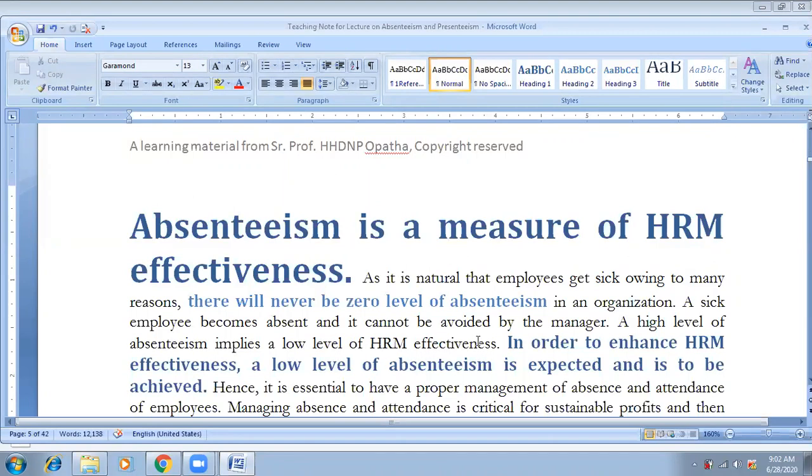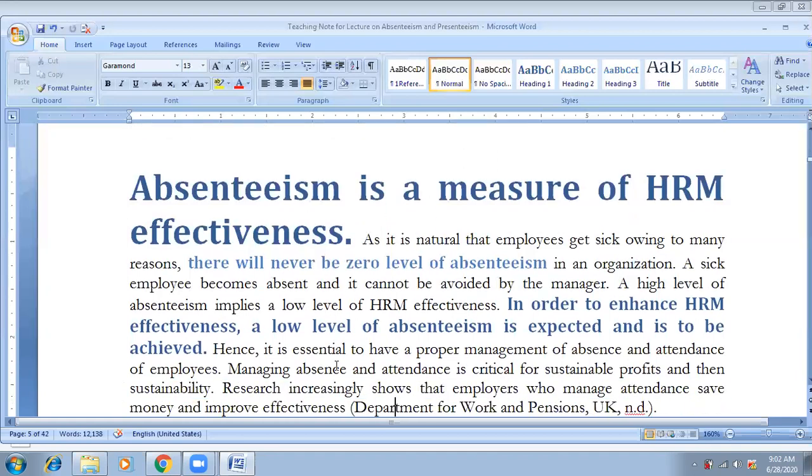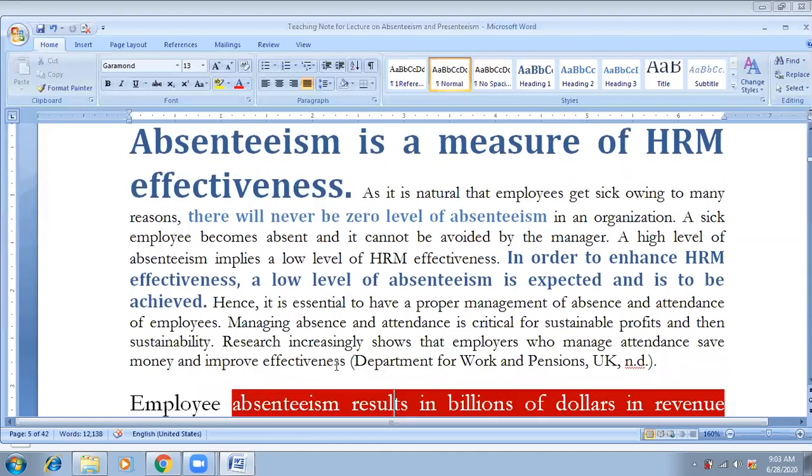However, in order to enhance HRM effectiveness, we expect a low level of absenteeism. We want to achieve a low level of absenteeism. When absenteeism increases, that is an indication of ineffective HRM. So therefore, we try to minimize absenteeism so that HRM effectiveness will increase.